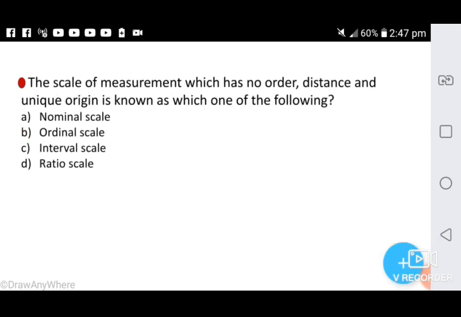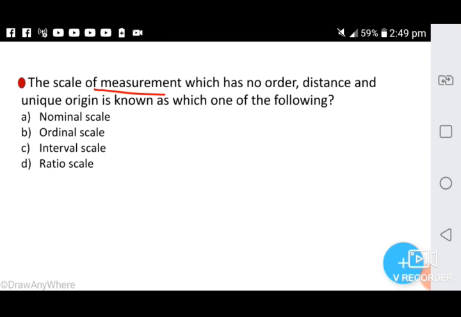Next one, the scale of measurement which has no order, distance and unique origin is known as which one of the following? Option A, nominal scale; option B, ordinal scale; option C, interval scale; option D, ratio scale. What is measurement? Measurement is the process of applying numbers to objects according to a set of rules. Scale of measurement refers to the ways in which variables and numbers are defined. Here there are four scales of measurement: nominal, ordinal, interval and ratio.